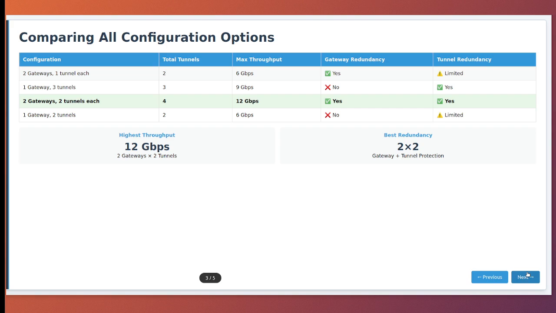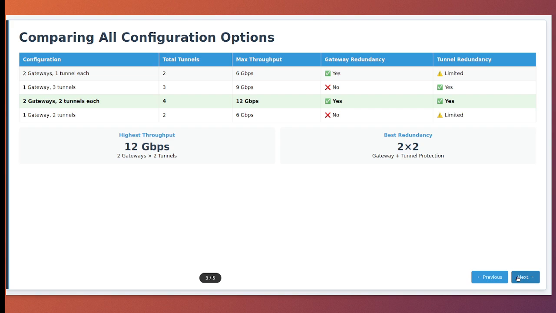Option 3 is our winner. It uses 2 Cloud VPN gateways with 2 tunnels each. With a total of 4 tunnels, 2 per gateway, you get 12 gigabits per second of maximum throughput. For redundancy, if one gateway fails, you still have 2 tunnels and 6 gigabits per second of throughput on the other gateway. If a single tunnel fails, you have 3 remaining tunnels. This provides the best combination of throughput and redundancy.